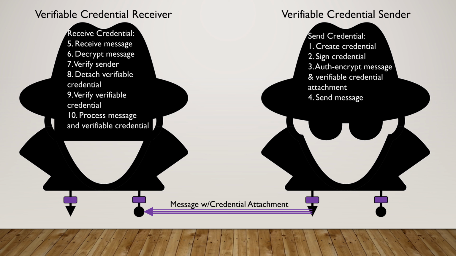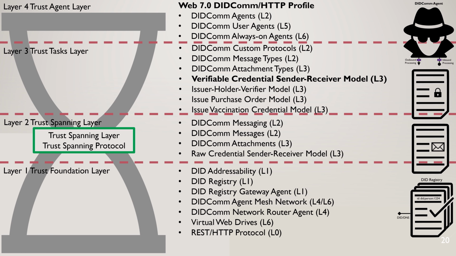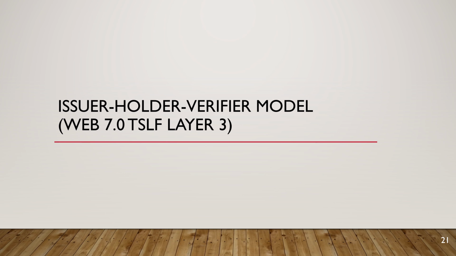So how does this fit into the layer framework for Web 7.0? We can see that it's a trust task. It's a higher level function built on top of the raw credential sender receiver model. So that's the basic premise, the basic idea.